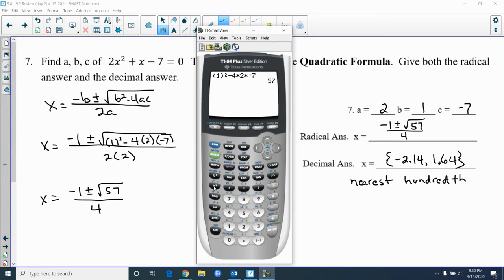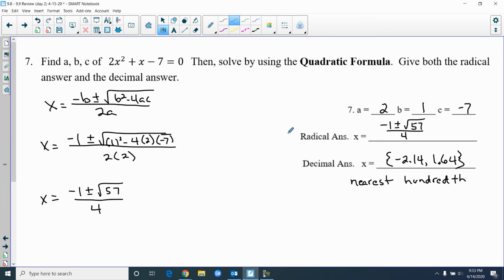What is the square root of 57? The square root of 57 is not a whole number. It is a decimal right there. That lets me know I have a radical answer, and that means right here, that is your radical answer. Sometimes it's called the exact answer because there's no rounded off values. You don't need to write that, but that's what sometimes they call it.